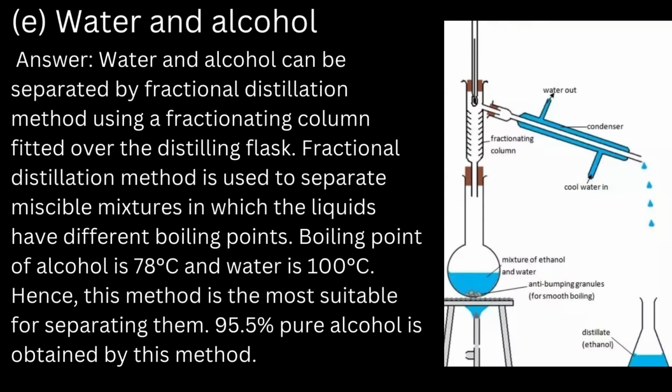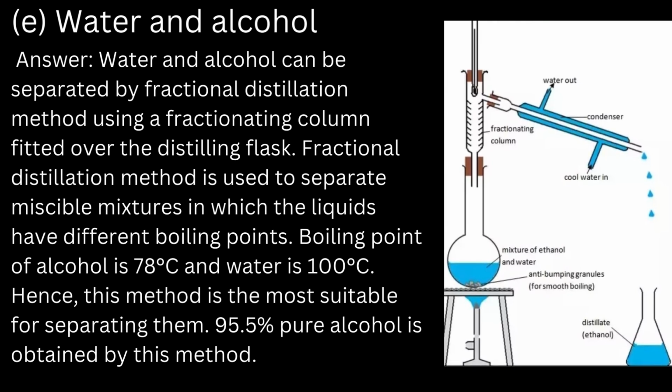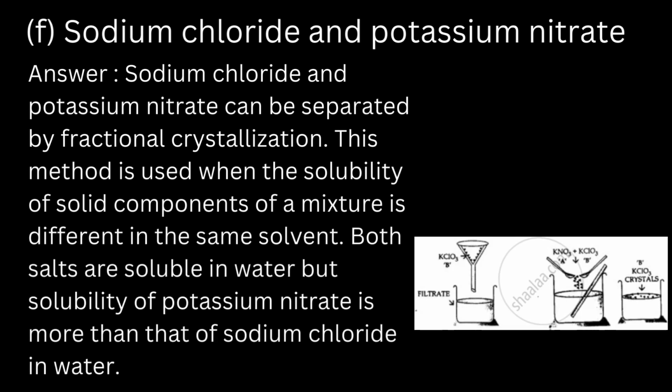E. Water and alcohol. Answer. Water and alcohol can be separated by the fractional distillation method using a fractionating column fitted over the distilling flask. Fractional distillation is used to separate miscible mixtures in which the liquids have different boiling points. The boiling point of alcohol is 78 degrees Celsius and water is 100 degrees Celsius. Hence, this method is the most suitable for separating them. 95.5% pure alcohol is obtained by this method.